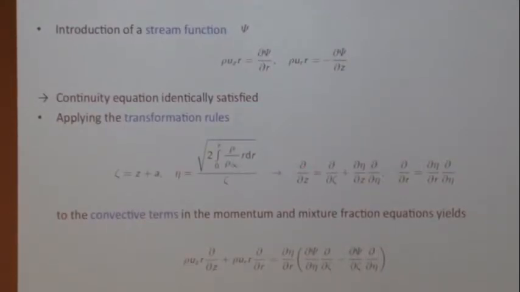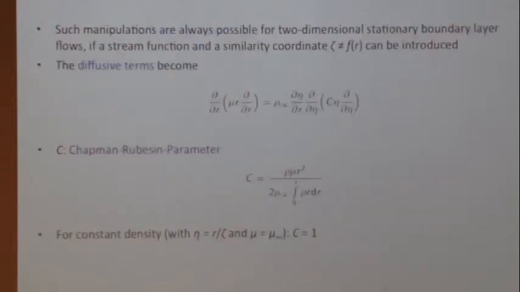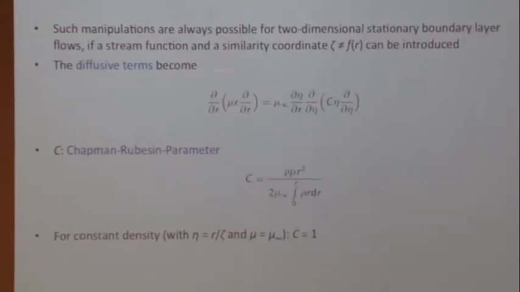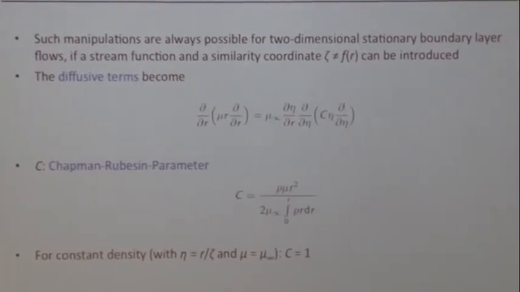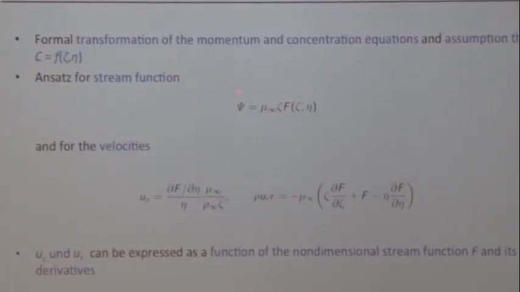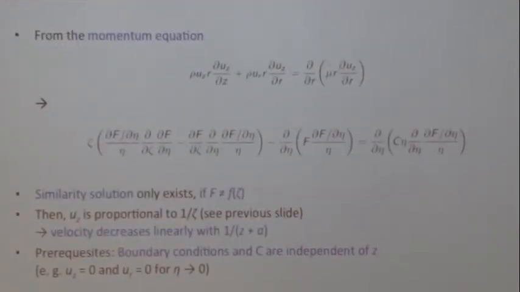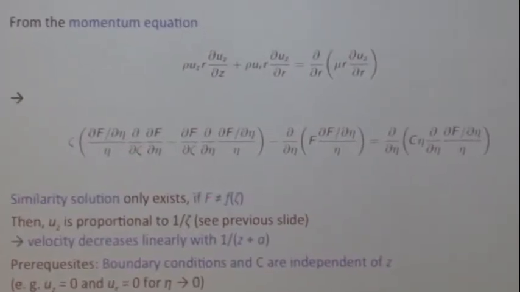Then we have transformation rules. We transform the system of equations into these similarity coordinates. This is just transformation rules. This is the non-dimensional stream function, transformation rules. And then we get an equation like this here. And then a simple trick. So you have a lot of terms, simple trick.